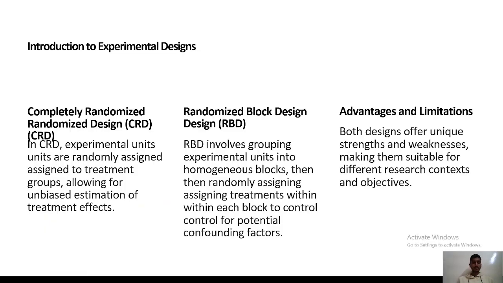Introduction to experimental design. Completely randomized design, CRD. In CRD, experimental units are randomly assigned to treatment groups, allowing for unbiased estimation of treatment effects. Randomized block design involves grouping experimental units into homogeneous blocks, then randomly assigning treatments within each block to control for potential confounding factors. Advantages and limitations. Both designs offer unique strengths and weaknesses, making them suitable for different research contexts and objectives.